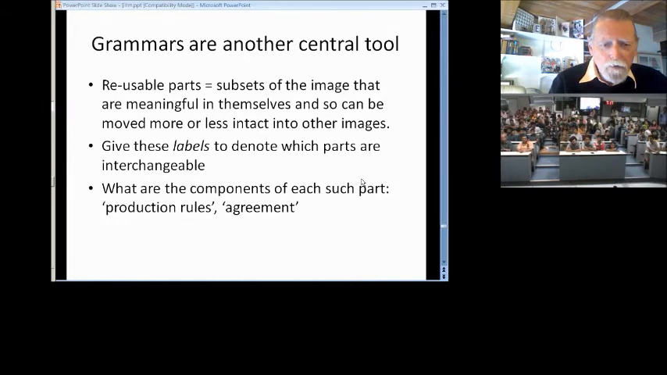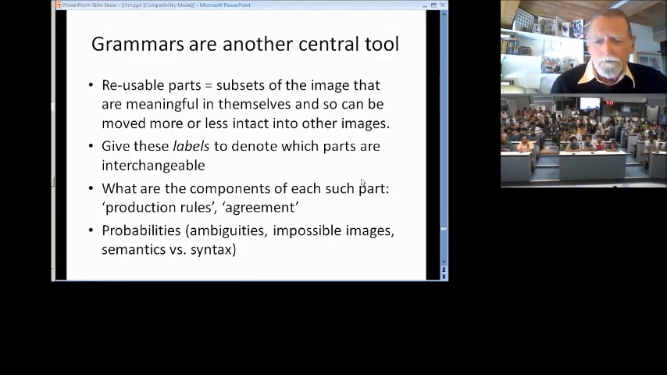He's very much there. So now, on top of all of this, if we're going to do it with Bayes, we need not just a grammar, but a stochastic grammar, one which has probabilities. So we have to handle ambiguities in the image. We have to know what impossible images are and be able to reject them. We have to combine syntax with semantics.